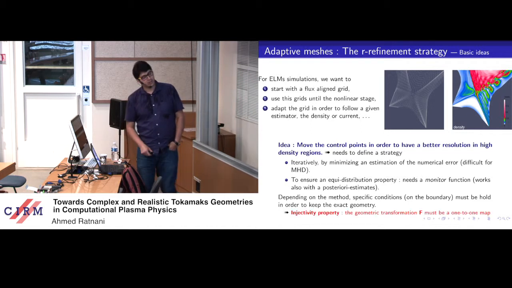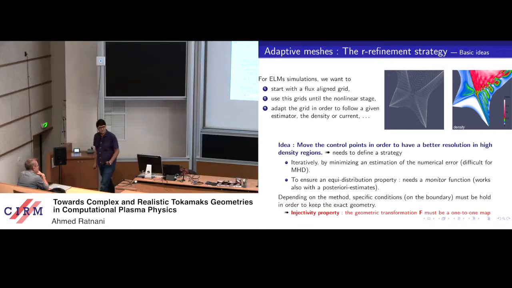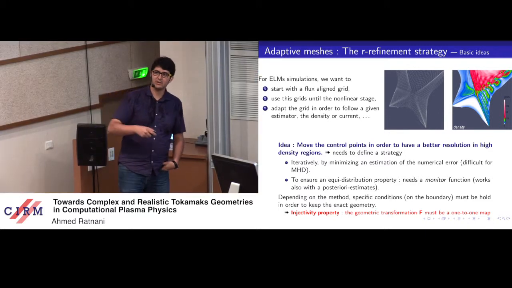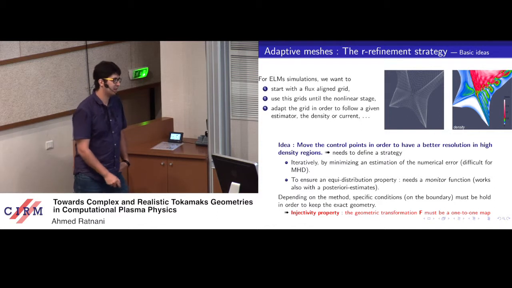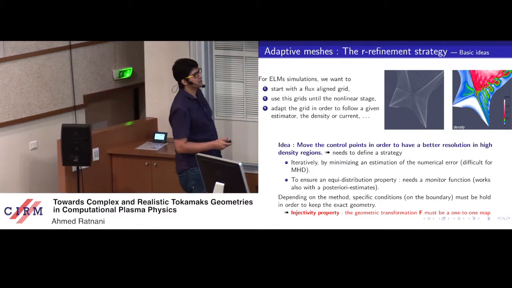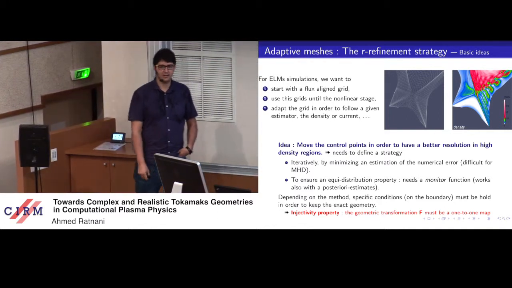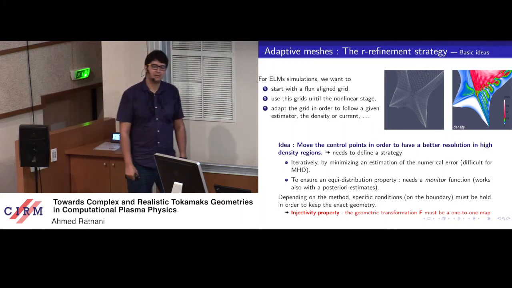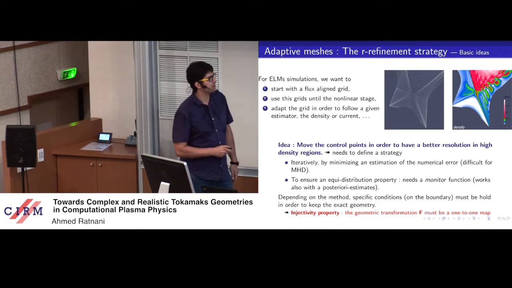Okay, so the most important question here is: are these strategies compatible with the injectivity property? Because my aim is to construct a mapping from a square to a physical domain. So this mapping must be injective. And there is no reason for an optimization method to ensure this injectivity property.